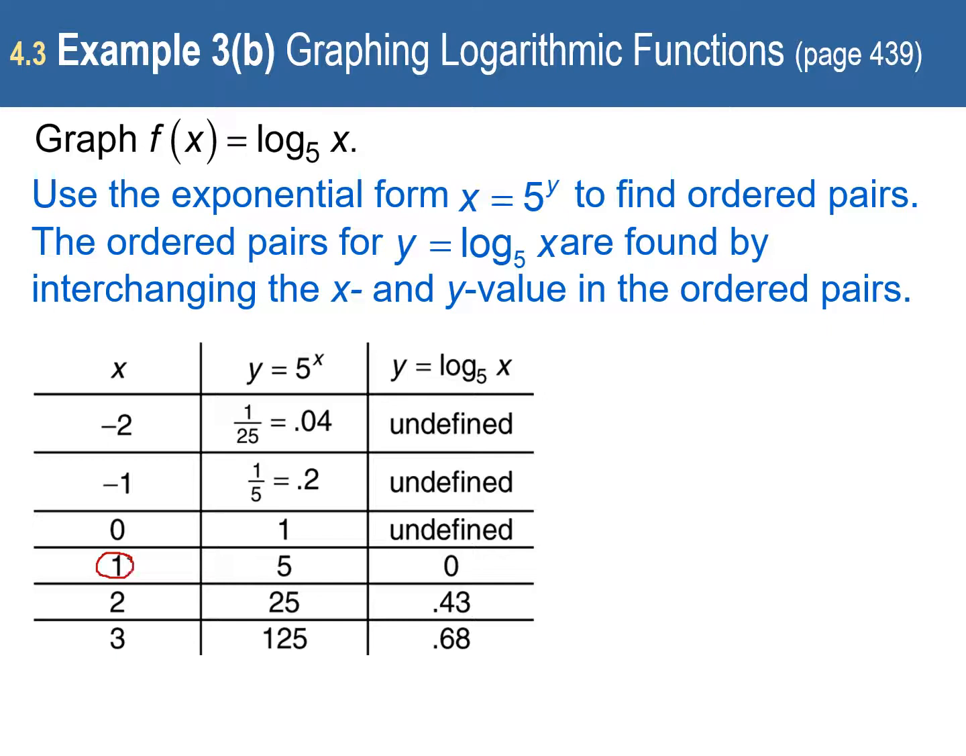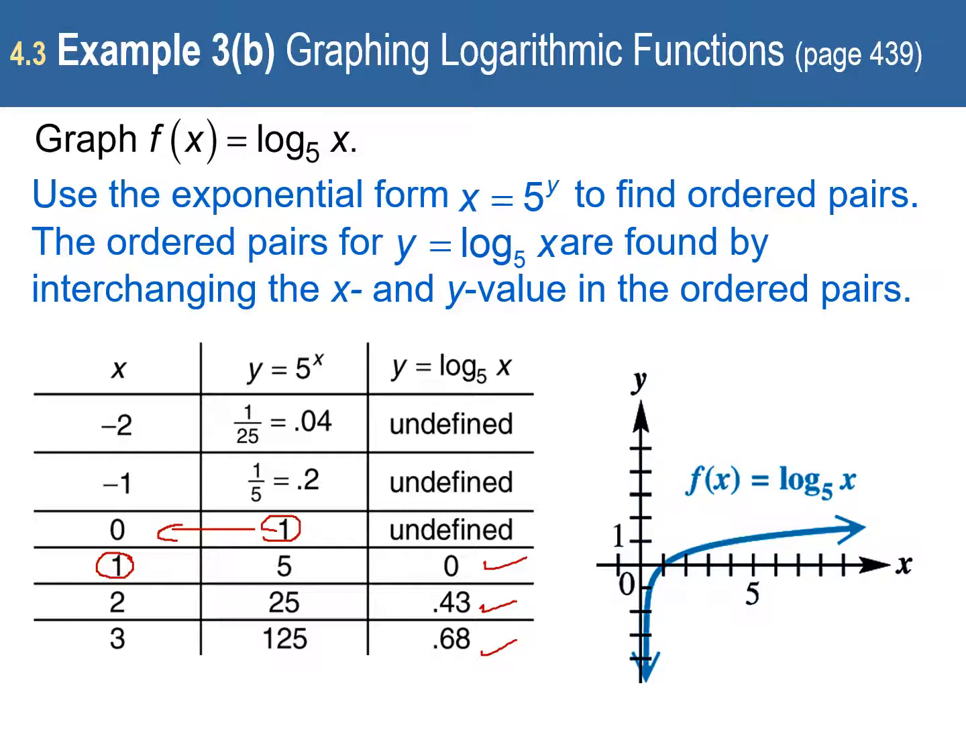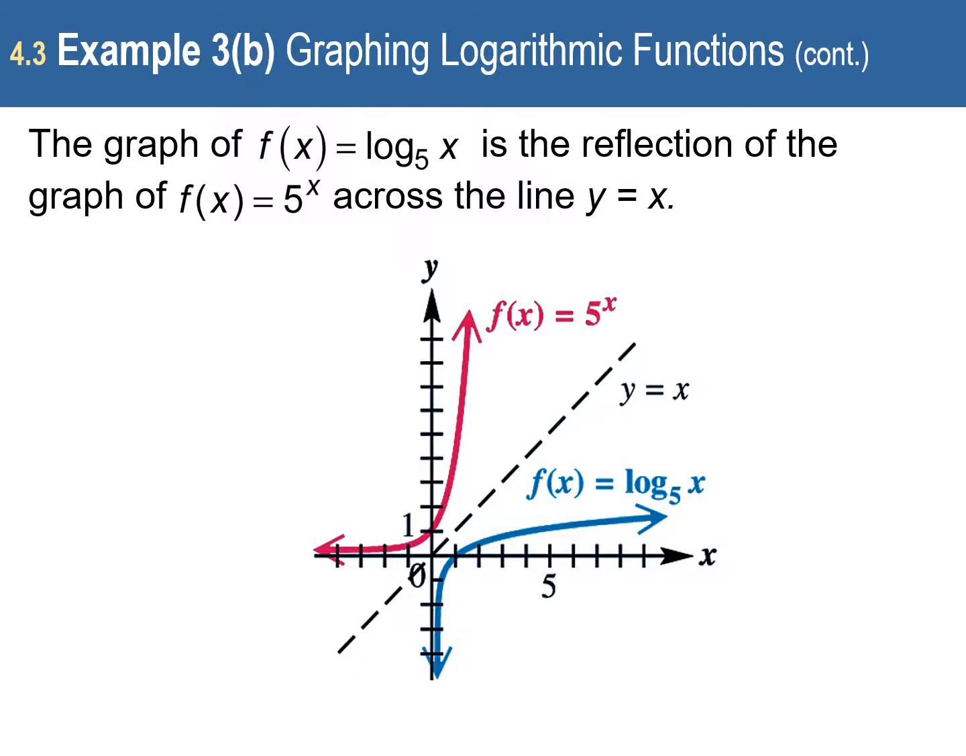So for when x is 1, that x value is 0. When x is 2, we don't actually have this one on the graph. For these, you would need a calculator. You'd get 0.43 and 0.68. It's perfectly okay to graph a bunch of these and then swap the x's and y's. Now we see we have a vertical asymptote of x equals 0 and an increasing function. Again, this is a reflection across the line y equals x.